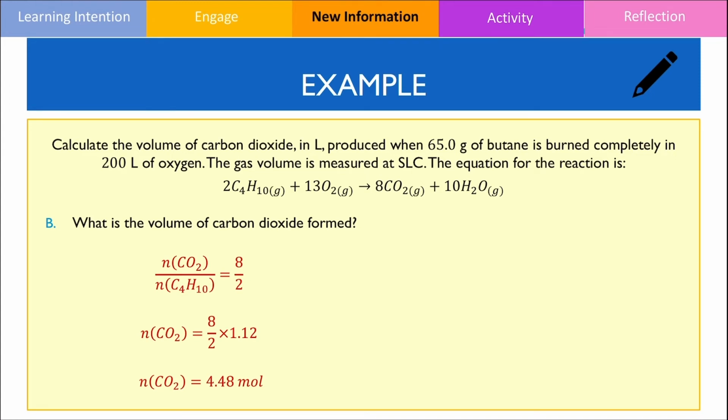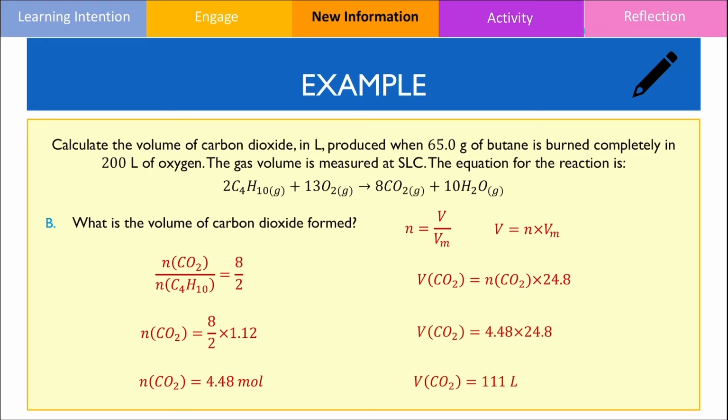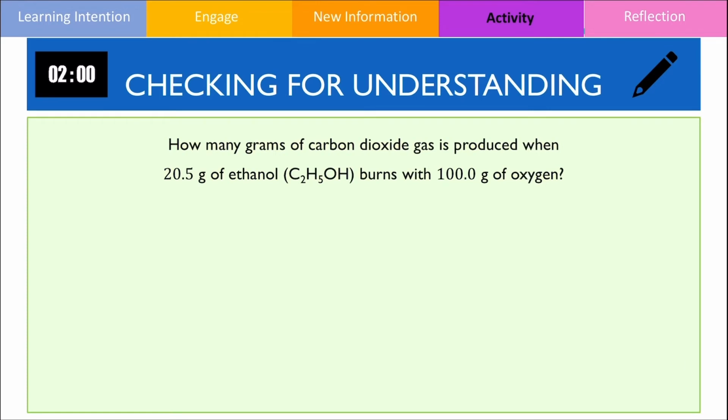Because the question ultimately wants us to calculate the volume of gas measured at SLC, we will need to use the formula V equals n times Vm. Multiplying 4.48 moles of CO2 by the molar volume will give us an answer of 111 liters of carbon dioxide gas. I would now like you to answer 2 similar questions to gain further practice. Pause the video now and give yourself around 2 minutes to calculate the mass of CO2 produced. Resume the video again when you're ready to review your answer.